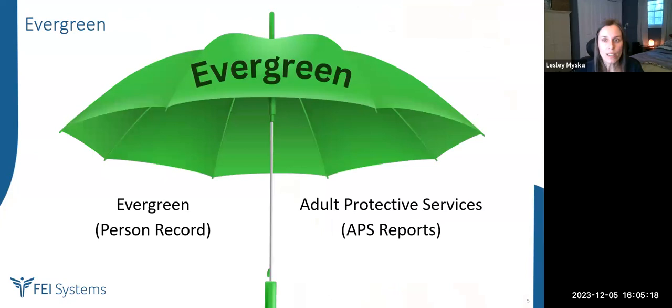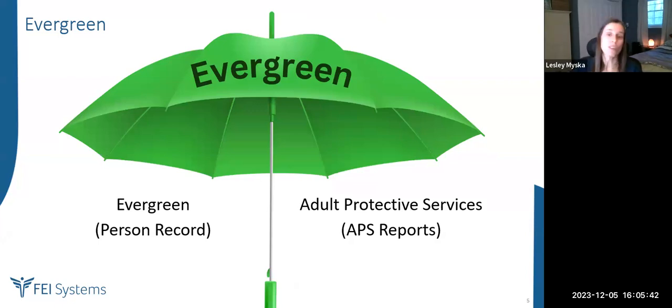There are two different sides to the Evergreen system, two different sections of the Evergreen system. One is for our Adult Protective Services program, and that's where our APS reports are housed. And then the other side of the Evergreen system is the Evergreen person record. Today, we're going to focus on the person record side of Evergreen. That's where our EIS functionality will live.